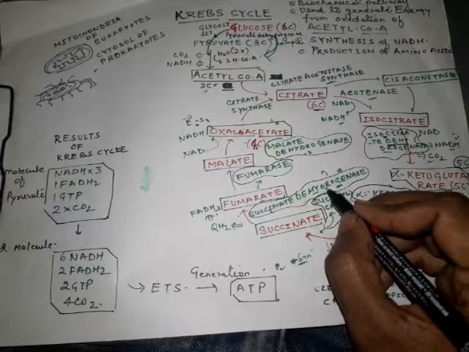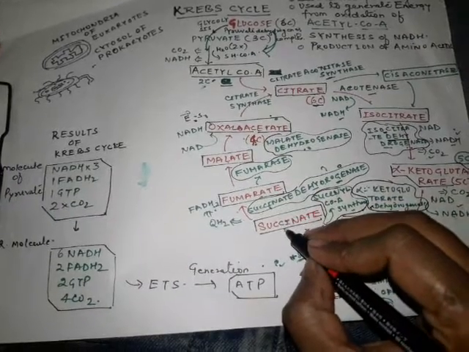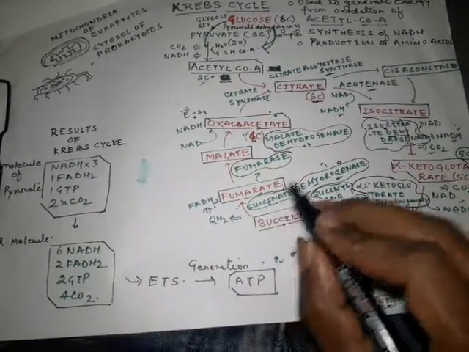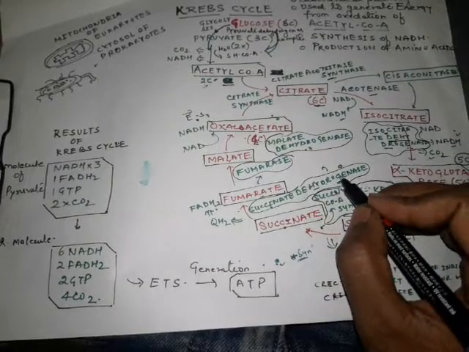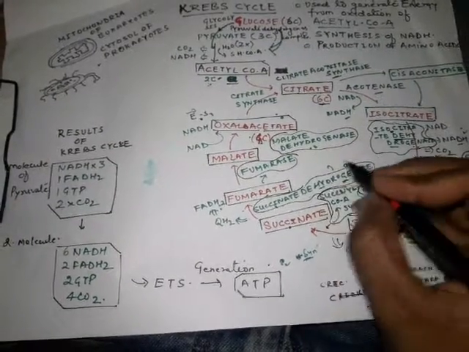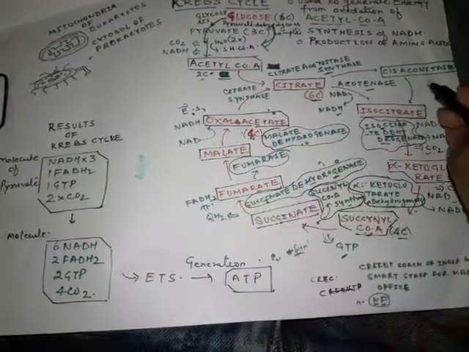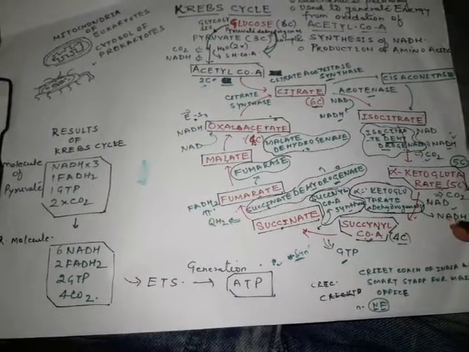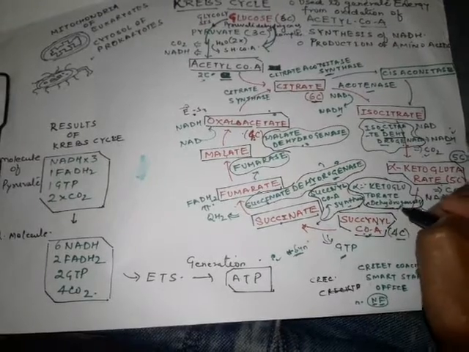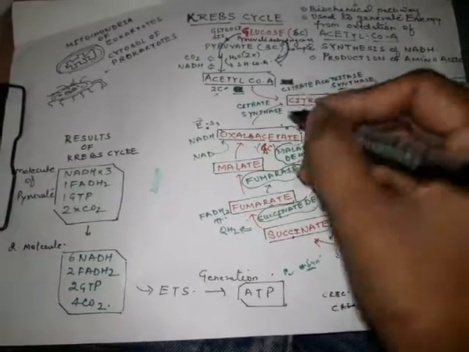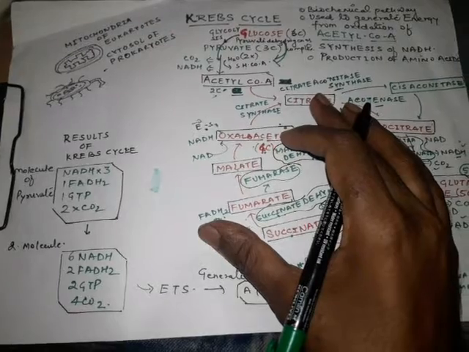Where will it be written? First of all, you will write succinate. This is succinate dehydrogenase. Why is it written here? Because hydrogen will be released. FADH2 indicates that hydrogen is released, so the enzyme involved is dehydrogenase. So it is a simple cycle.